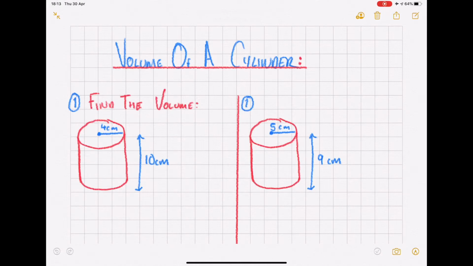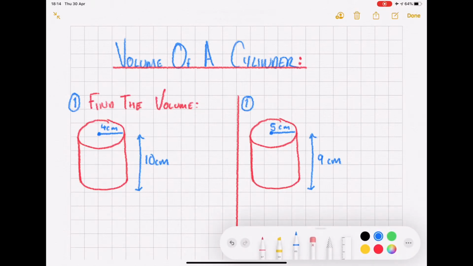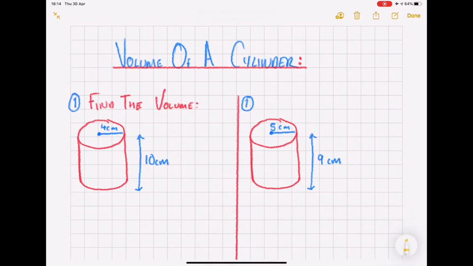Finding the volume of a cylinder is a really good way to expand on your finding the area of a circle skills and knowledge. So if you haven't already, watch the lesson on how to find the area of the circle. If we want to find the volume of any 3D prism, we need to find the area of that cross section and then times it by the depth. What that means in terms of a cylinder is we need to find the area of that circle and then we need to times it by the depth, how tall it is.